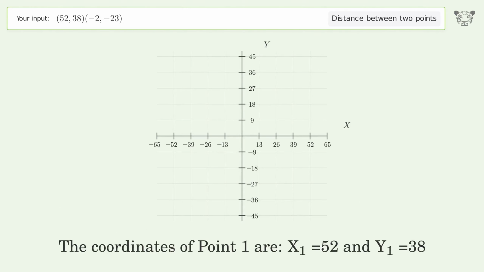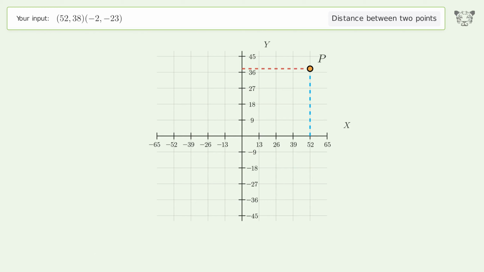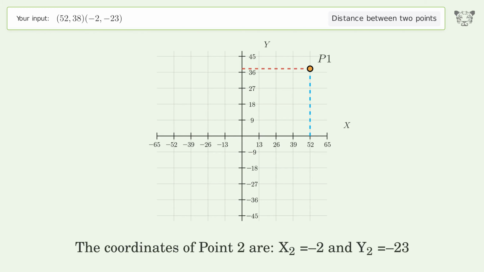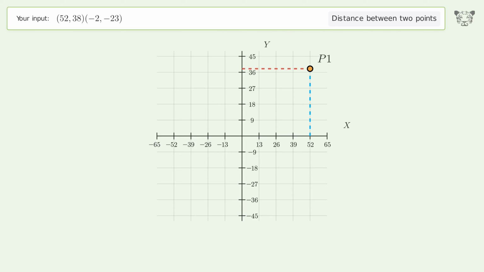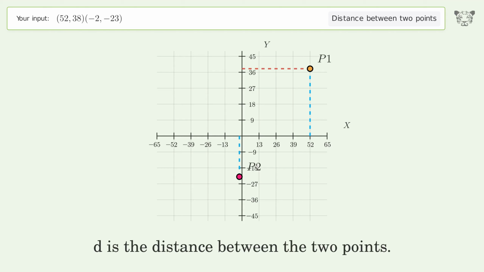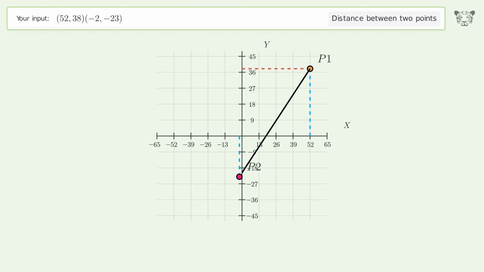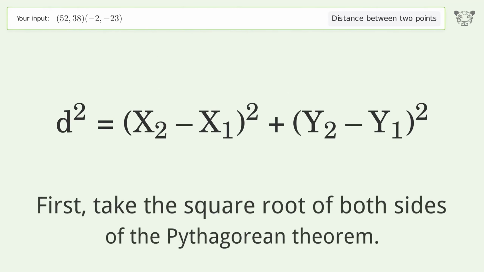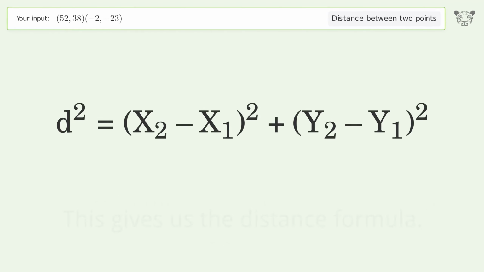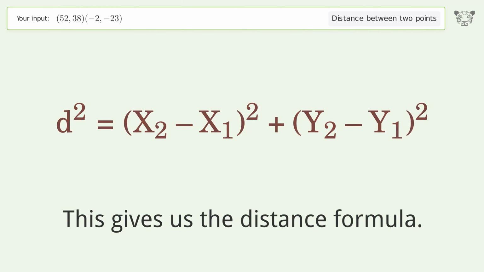The coordinates of point 1 are, x1 equals 52 and y1 equals 38. The coordinates of point 2 are, x2 equals -2 and y2 equals -23. D is the distance between the 2 points. First, take the square root of both sides of the Pythagorean theorem. This gives us the distance formula.